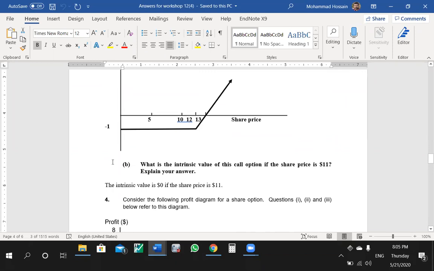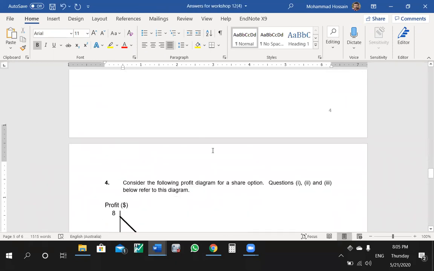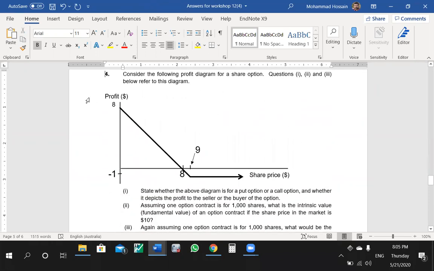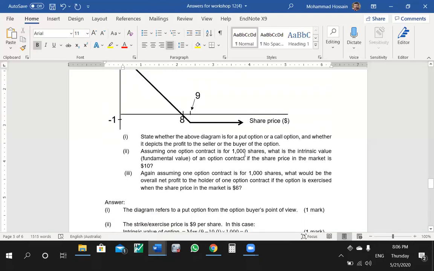Now the last one. The following profit diagram is for share options. They draw this one for you and you tell them which option this is, call option or put option. Okay, this one is actually a put option. How do you know? Because you can see the demand curve in here. It's the seller's point of view. Look at what price they are going to sell it. So is this a call option or put option? This is a put option.